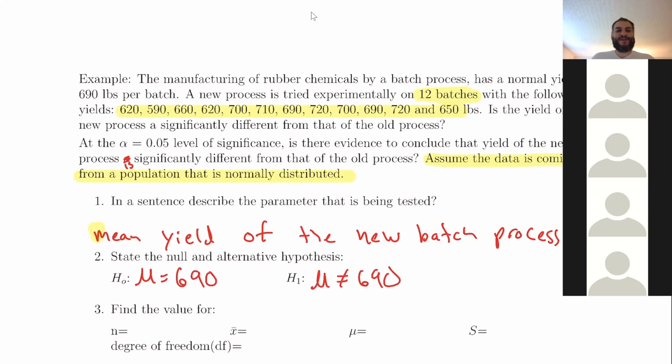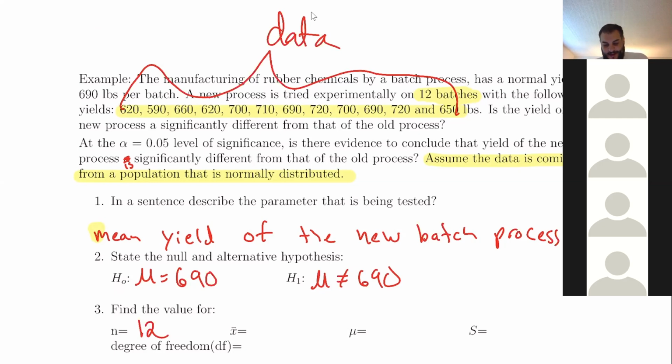All right. So step number 3, we're gonna put n. If you look at it, they tell you they did 12 batches, so that means n is 12. They don't give me the sample mean, but they do give me data. So I'm gonna use that data to get the sample mean a little bit later on. They also don't give me a population standard deviation, they just give us the data, so we're gonna use the sample standard deviation from that data. They do give us mu, which is 690.